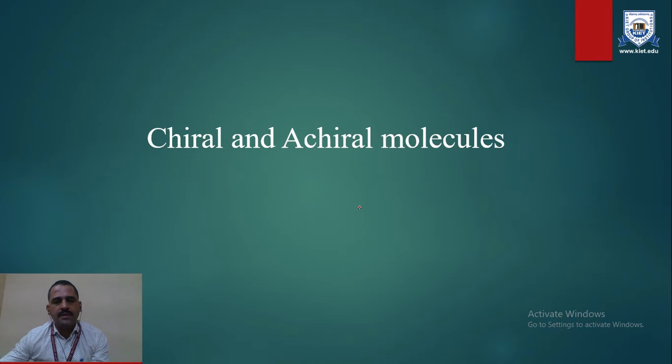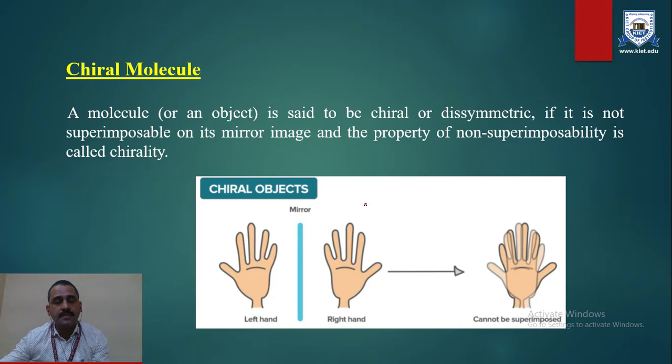Good morning everyone. Today we are dealing with a very important topic, that is chiral and achiral molecules. As the name suggests, chiral and achiral molecules are opposite to each other. A molecule is said to be chiral or dissymmetric when it does not follow any plane of symmetry.